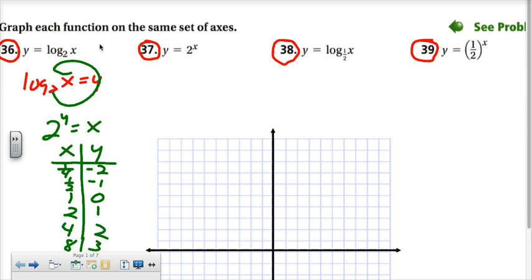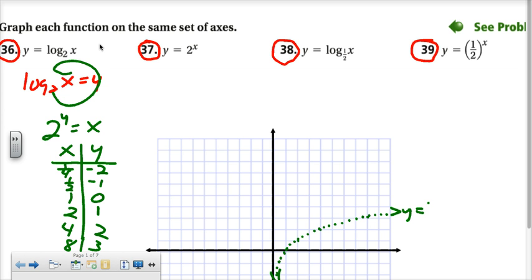So at 1/4, we're at -2. At 1/2, we're at -1. At 1, we're at 0. At 2, we're at 1. At 4, we're at 2. And at 8, we're at 3. And there is our logarithm graph, which again, you can see, definitely appears to be the inverse of a normal growth curve as we go through it. And when we get to 37, that's the one we're doing.